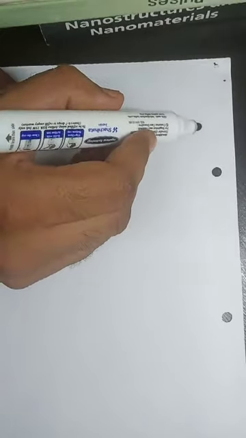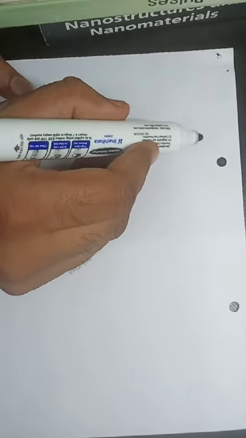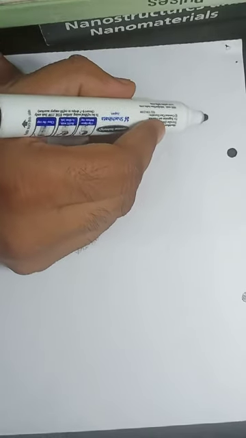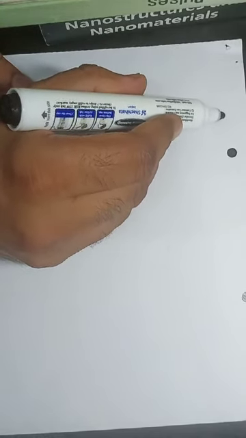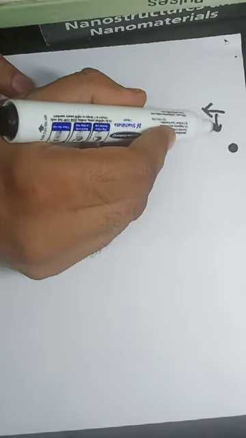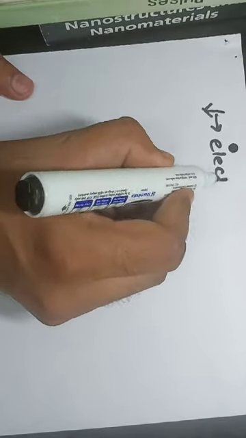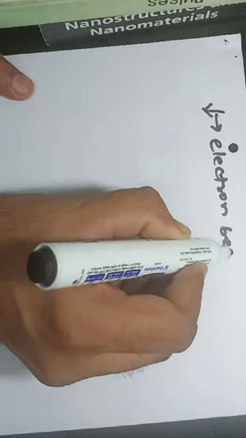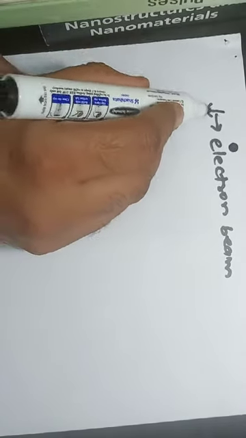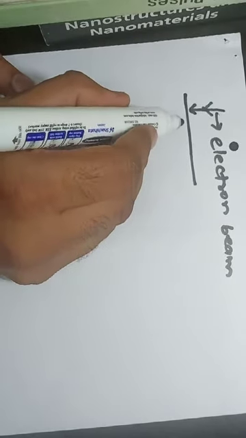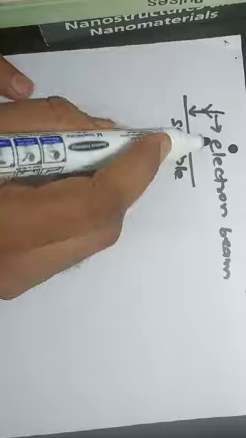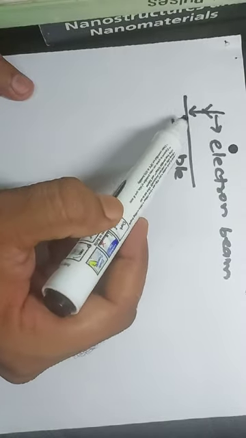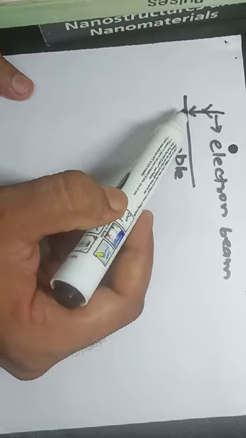So what happens in the case of the electron microscope? Instead of having visible radiations, here you would have the electron beam. When this electron beam is incident onto the surface of the sample, there will be an interaction of these incident electrons with the sample, which will result either in backscattered electrons.